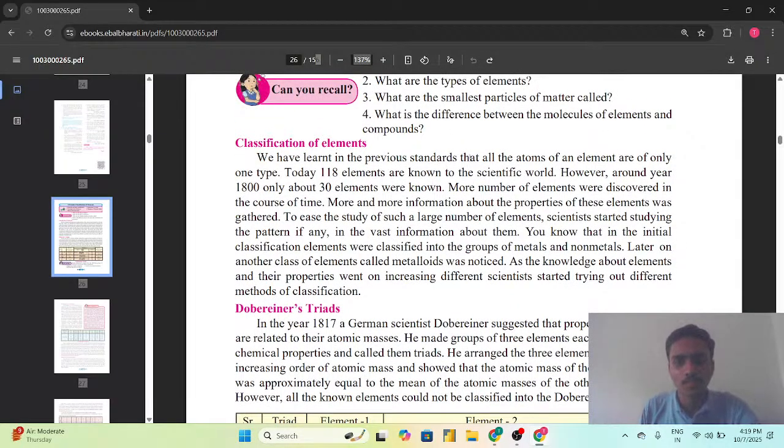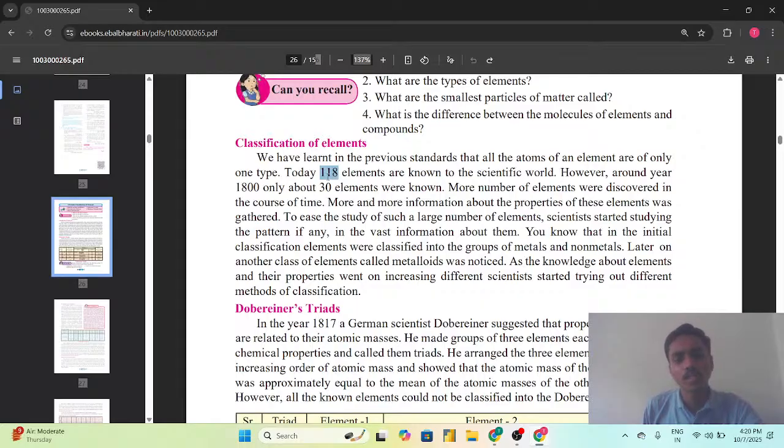We have learned in the previous standard that all the atoms of an element are of only one type. Today, 118 elements are known. This is important, and this is to be underlined for the scientific world. However, around the year 1800, only about 30 elements were known. That means in the era of 1800 only 30 were known, and today we know 118 elements.